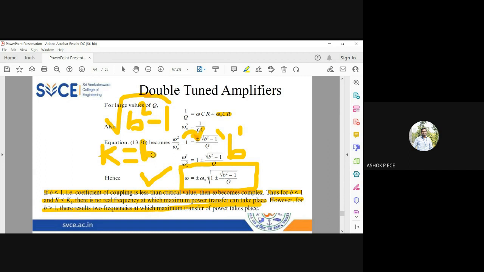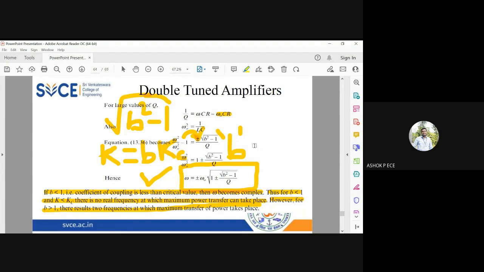K is equal to B into Kc, and ideally the value of B is going to be more than 1. It cannot be less than 1. B is going to be 1.1 times or 1.2 times or 1.352, like that. B is going to be some integer or it may be fractional multiples of Kc.